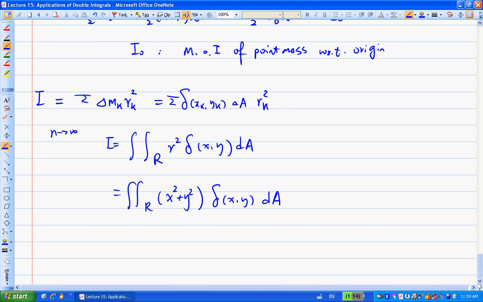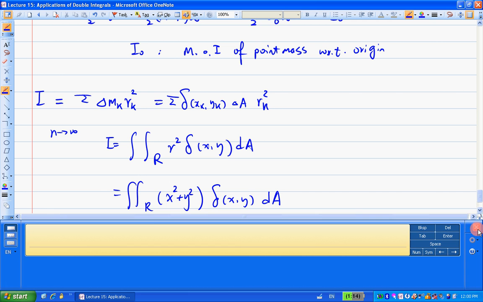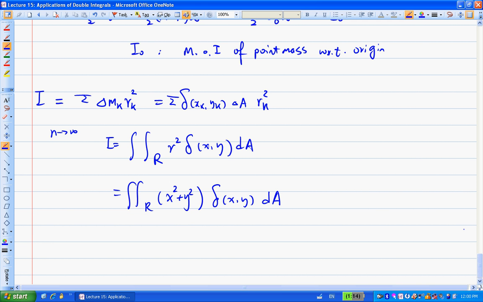This brings up the question: how am I going to calculate this? You can calculate using Cartesian coordinates, as these are. Or if the region R has some circular shape, you can convert everything into polar coordinates. If I convert to polar, dA will be r dr d theta, and this will be r. So the formula becomes r squared times delta of r cos theta, r sin theta. That's the formula in polar coordinates.